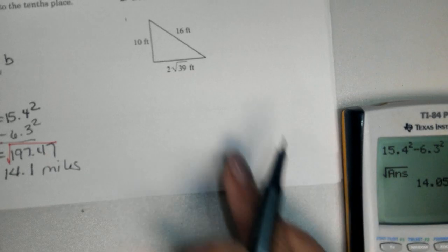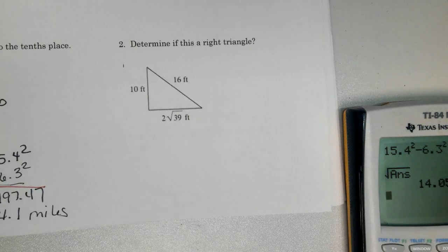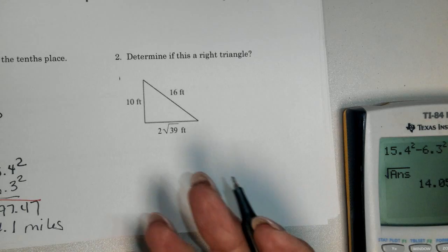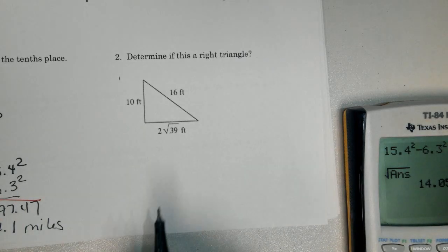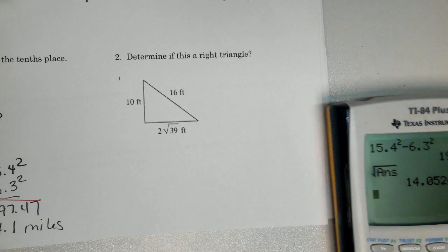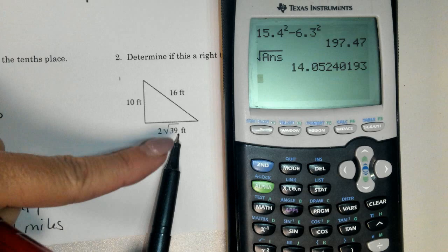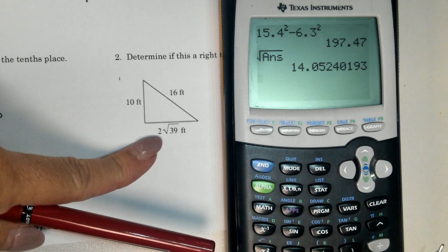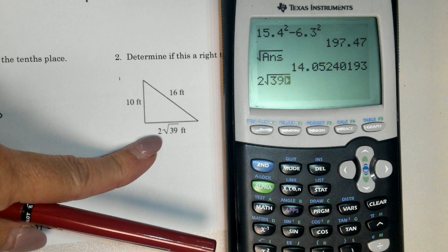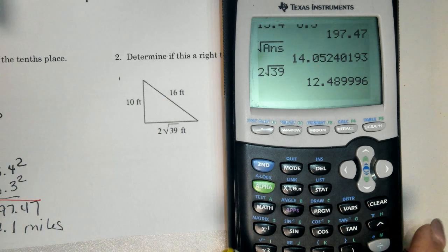All right. Determine if this is a right triangle. Well, now we can also use Pythagorean theorem to prove triangles are right, acute, or obtuse. So what you have to do, remember the longest side is always the hypotenuse. We've got 16 is definitely longer than 10. Let's see if it's longer than 2 root 39. So 2 root 39 is about 12.5. So yes, 16 is definitely the longest side.